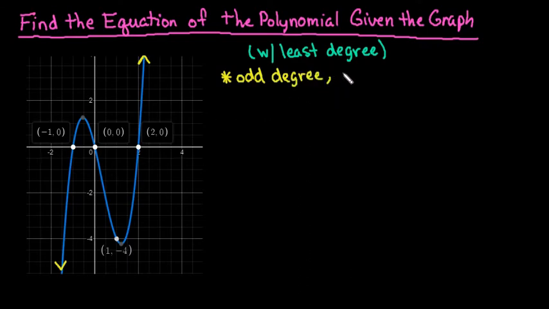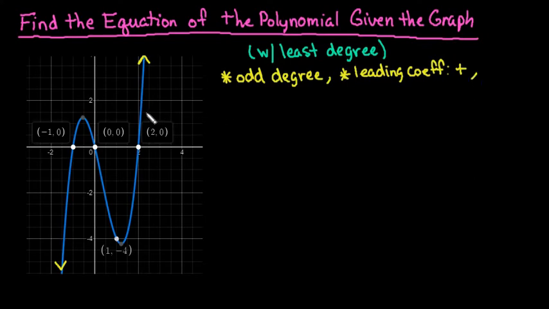We also know that our leading coefficient is just the fancy name for the number in front of our x squared or x cubed, our highest variable term. Our leading coefficient is going to be positive because it goes up from left to right. If it went down from left to right, then the leading coefficient would be negative.